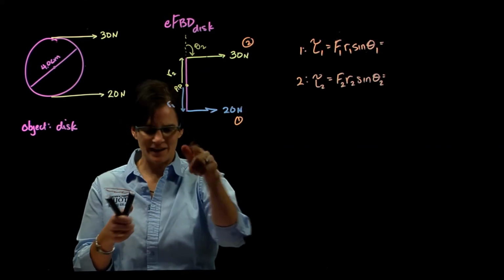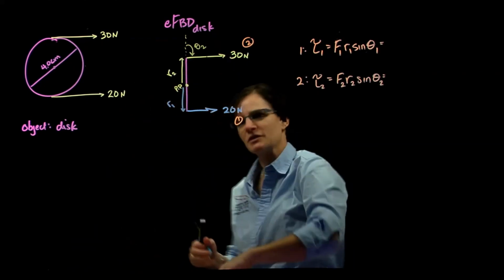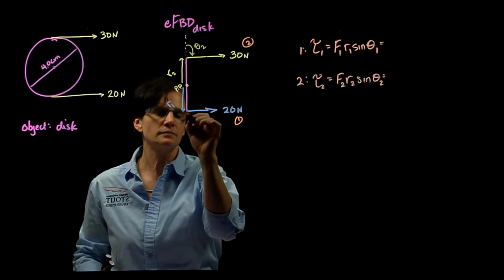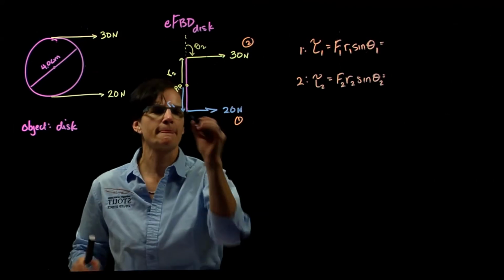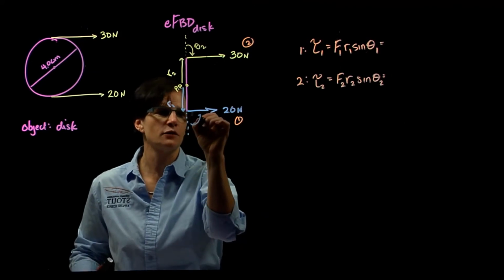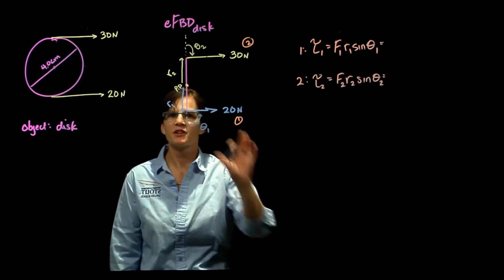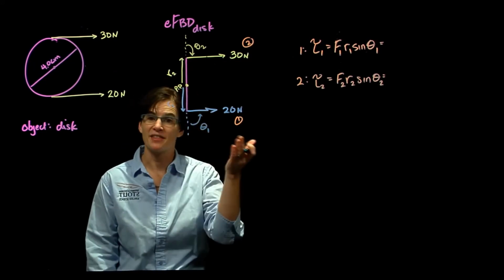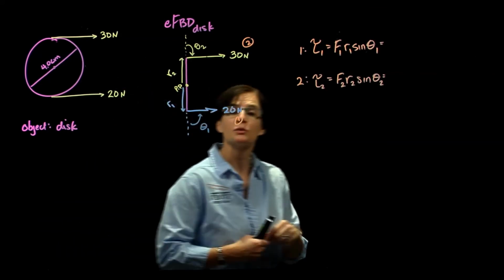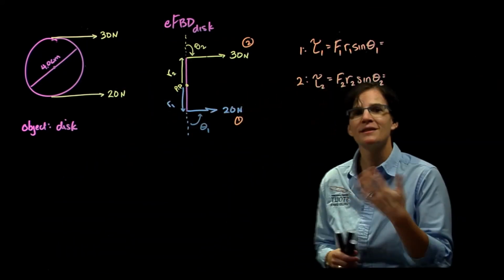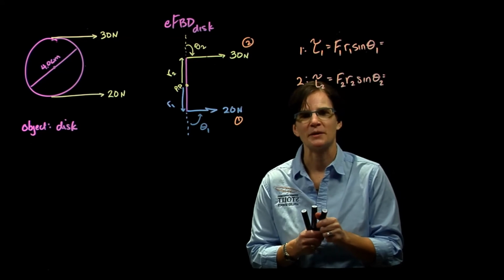And similarly, we extend the radius, curl to the force. Oops, one is blue. Curl to the force, and that will be theta 1. So there's our extended free body diagram with the radii and the theta. And now we can look at the individual torques that each force exerts and subsequently the net torque.